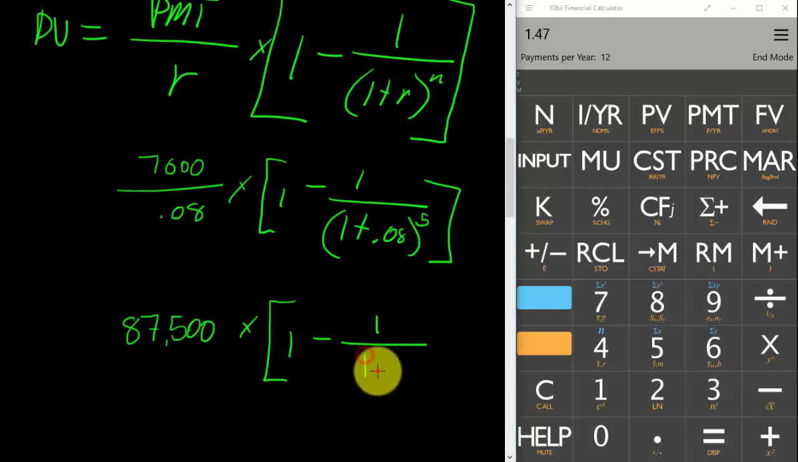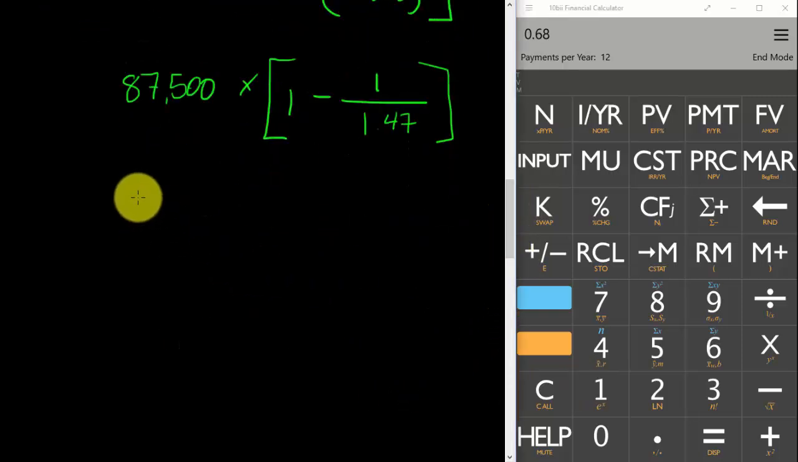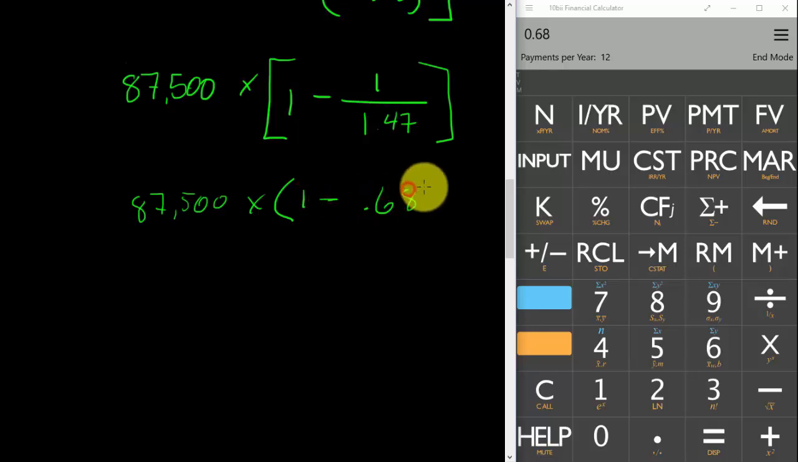So this is going to be 1.47 at the bottom. Now I'm going to take 1 divided by 1.47, and I'm going to get 0.68. So let me rewrite this. 87,500 times 1 minus 0.68, which equals 0.32. Well, that should have been intuitive.